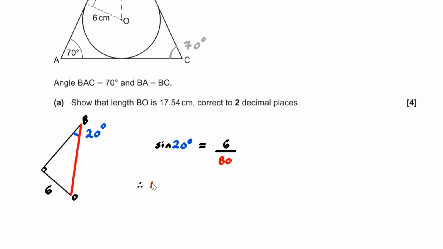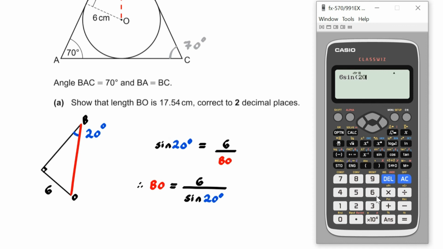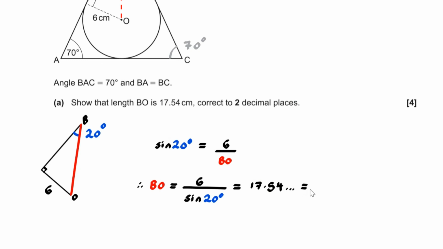So to find out what BO is, we have 6 divided by the sine of 20, and working this out, 6 divided by the sine of 20 is 17.54, etc. And to 2 decimal places, indeed we do get 17.54 centimeters. And that's exactly what we wanted to show.